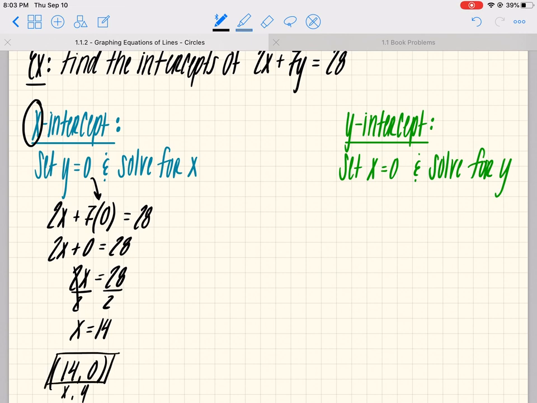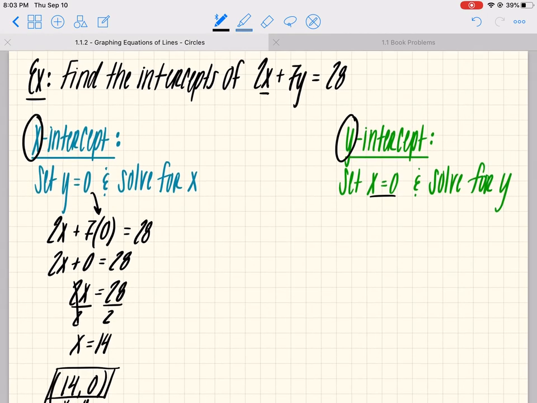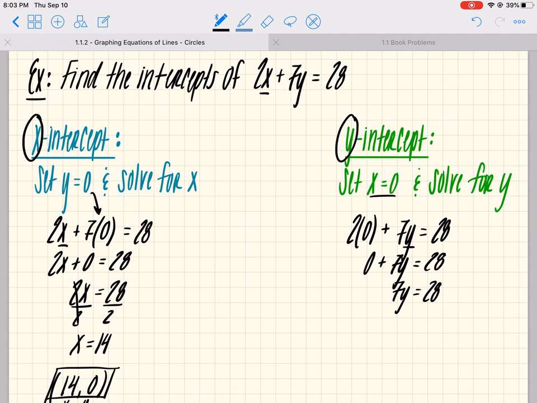Okay, so that is our final answer for that one. All right, next let's find the y-intercept. So this time we're setting x in the equation up here equal to 0. So we have 2 times 0 plus 7y equals 28. Again, we should still have a y in there because we're going to want to solve for that variable. So that gives me 0 plus 7y equals 28. 0 plus 7y is just 7y equals 28. Divide both sides by 7, you get y equals 14.